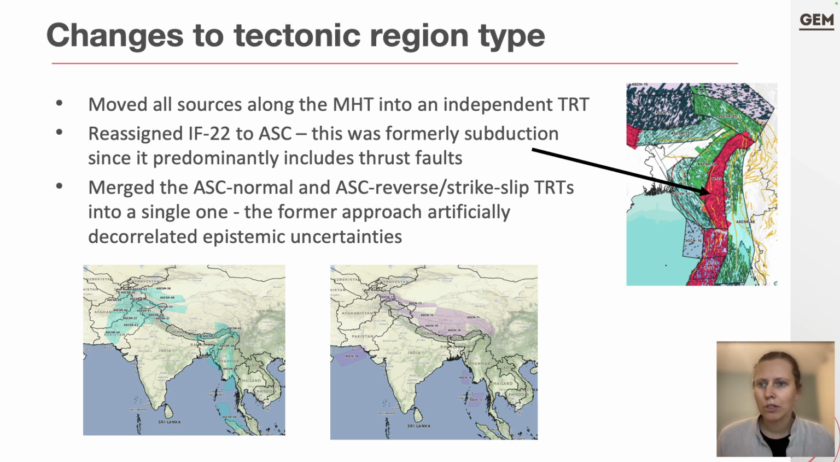And finally, we merged the active shallow crust normal and reverse strike slip tectonic region types into a single one because we thought this was more appropriate in terms of correlating the epistemic uncertainties in terms of tectonic region type.